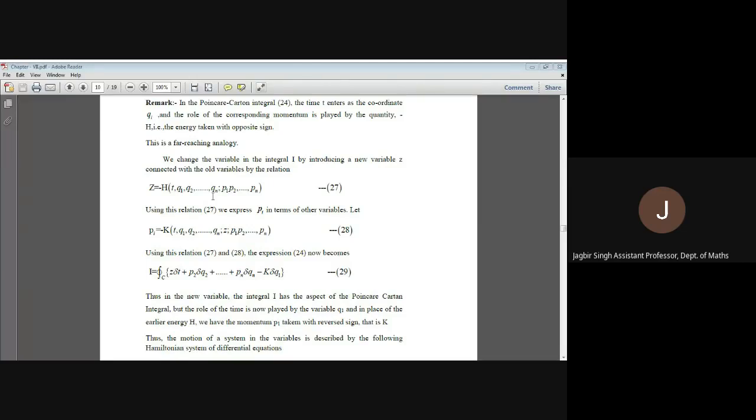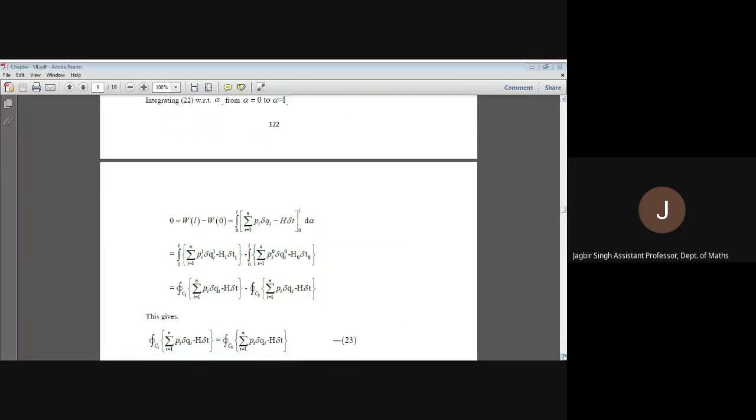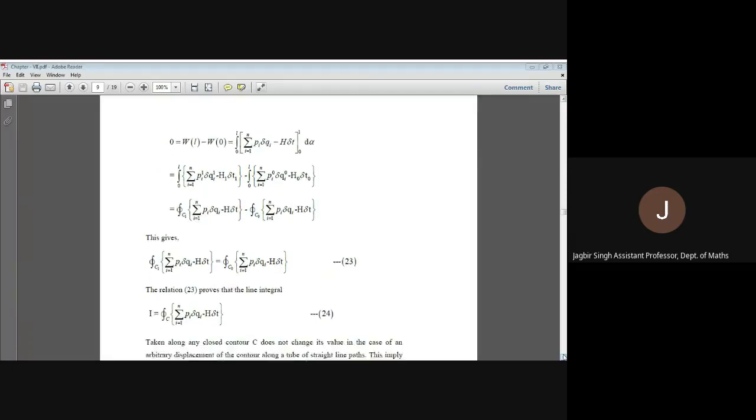the Poincaré-Cartan, which was summation i from 1 to n pi delta qi minus H delta t. Now, in place of minus H, we are having Z. So it is Z delta t plus p2 delta q2 plus p3 delta q3 and so on. And now p1 is replaced by minus k, so it is minus k delta q1. And now if we are comparing equation number 29 with equation number 24.